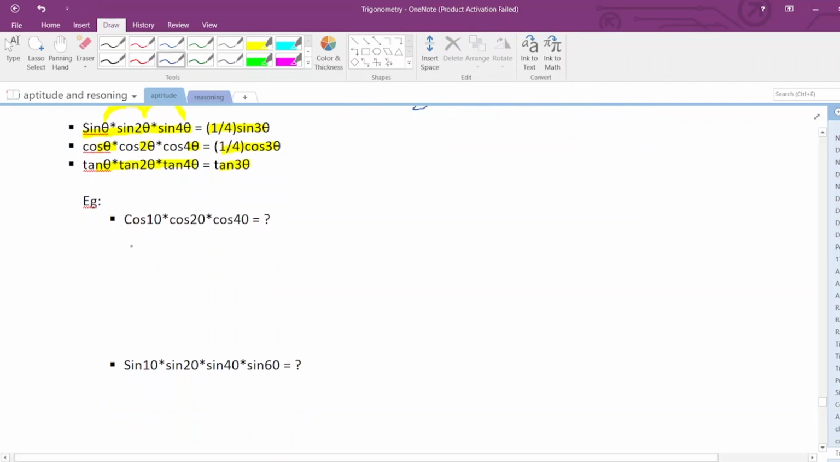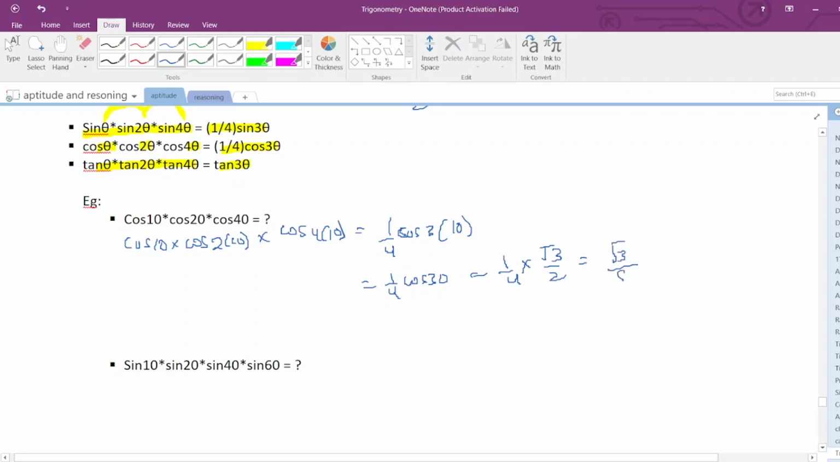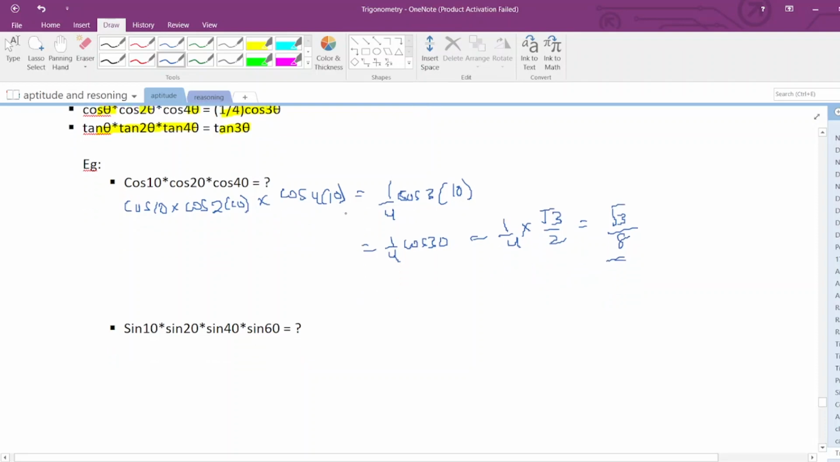Read this question. They gave cos 10, cos 20, which is cos 2 into 10, and cos 40, which is cos 4 into 10. This is in the format of cos theta, 2 theta and 4 theta. So the answer will be 1 by 4 cos 3 theta, and in place of theta it is 10. So the answer is 1 by 4 cos 30. Cos 30 is root 3 by 2, which is equal to root 3 by 8. That's it. Very easy. If you know the formula, you can easily solve.